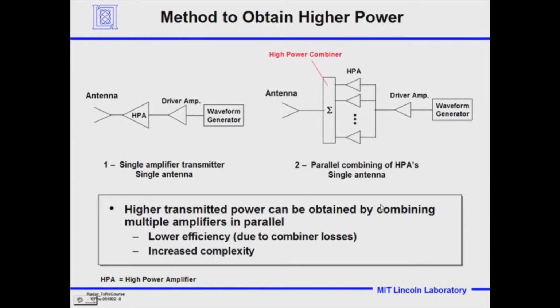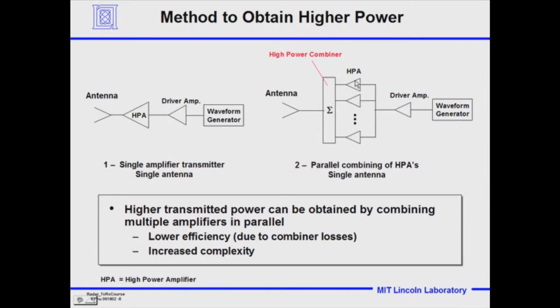So we can increase the power by combining signals in parallel. But we're going to have efficiency problems if we do that. We have lower efficiency because there are going to be losses in the combiner, the high power combiner, and there is increased complexity when we do that.